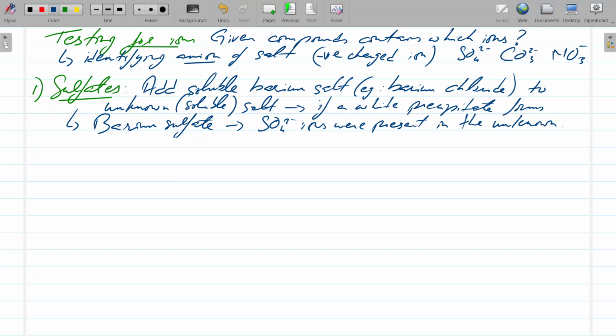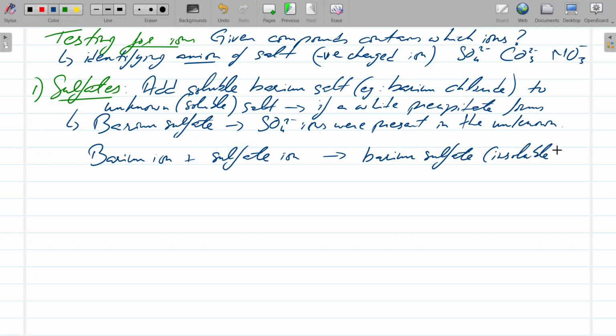If you take a look at the ionic equation, you're taking the barium ion and the sulfate ion and forming insoluble barium sulfate. So that's Ba2+ plus SO4 2-, giving you BaSO4. Simple. Okay, now it doesn't end here.